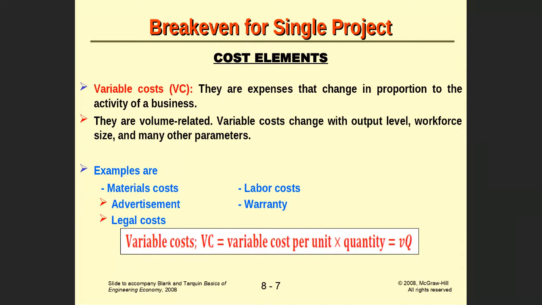Warranty is one of the examples. Can someone tell us what is the difference between the warranty and the insurance? And why is the warranty variable and why is the insurance fixed? Why is the warranty considered to be a variable cost, whereas the insurance is a fixed cost?